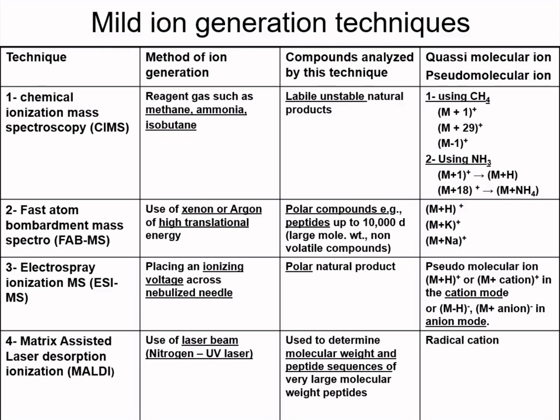The third ion generation technique is electrospray ionization mass spec, ESI-MS, which uses high voltage across a needle, usually fitted at the outlet of an HPLC. It is used for polar natural products and produces, in the positive mode, M plus H and M plus cation, and in the negative mode you have M minus H and M plus amine minus.